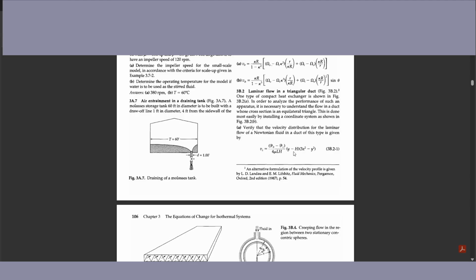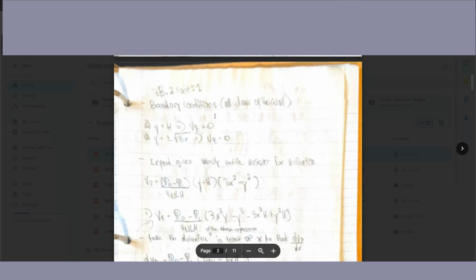Yes, it's just this equation. So we're just going to expand it out to make it easier to do the derivatives. See how we get this? And so dVz/dx, you just take partial derivatives.